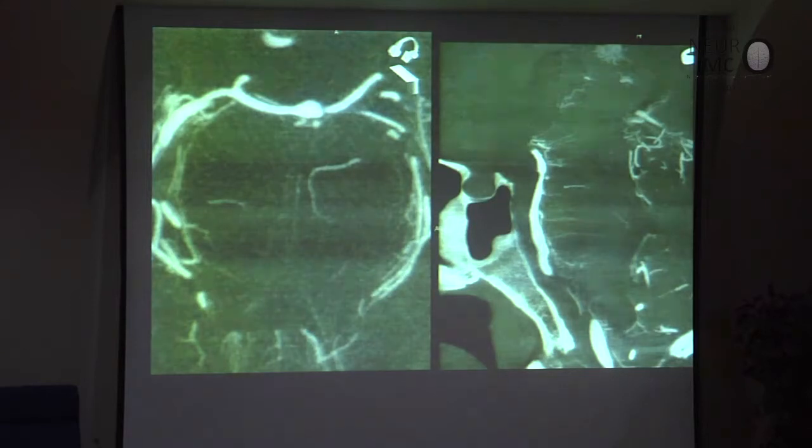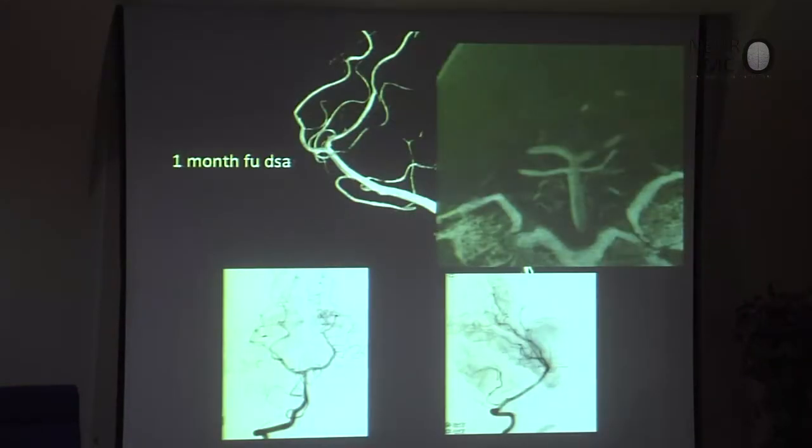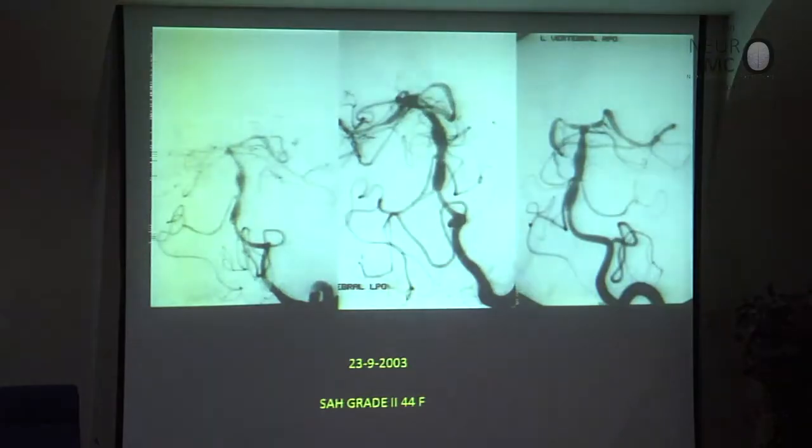So what would you do right now? Go into the mesencephalic perforator and occlude it? Actually, we waited to see what would happen, and 1 month later it disappeared spontaneously. So we should also take care of the perforating arteries for that tiny blister-like aneurysm, and we should look and follow up frequently.